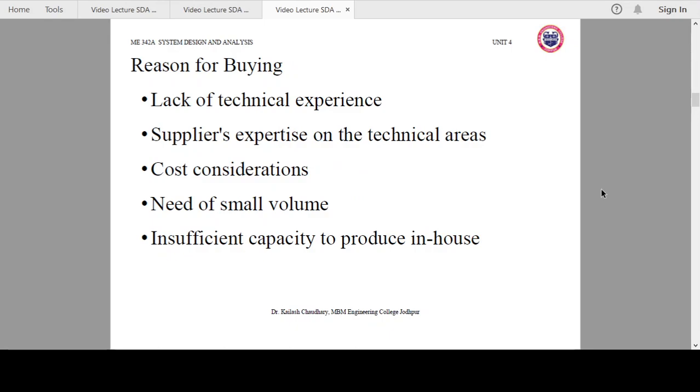Then there are several reasons for buying a product: when you have a lack of technical experience, if your supplier has expertise in your technical area, if you have cost considerations, if you need a particular product in a small volume, or if you have insufficient capacity to produce in house. So these are the various reasons that motivate you to buy a product rather than making it in your plant.